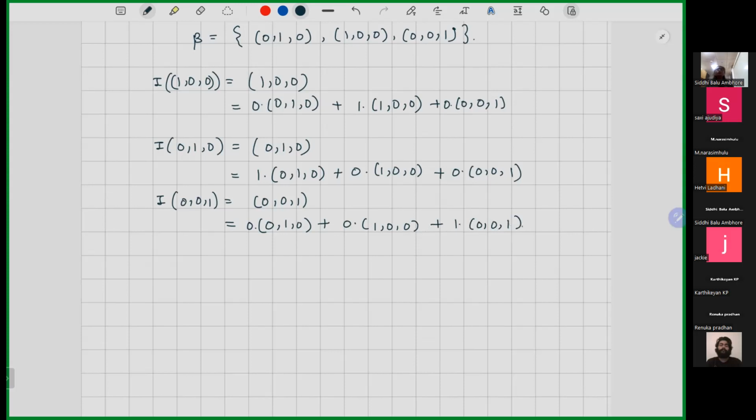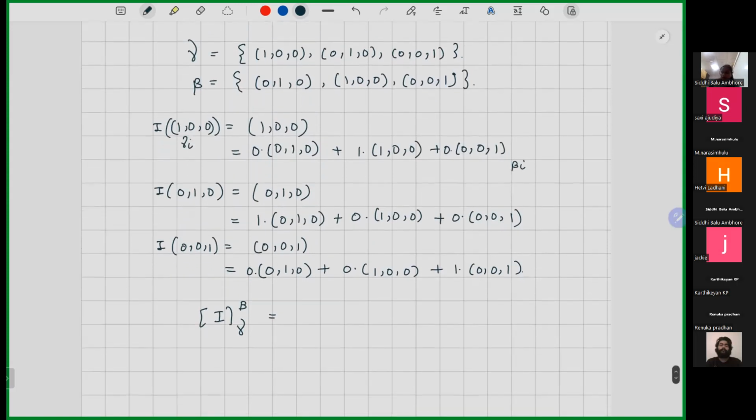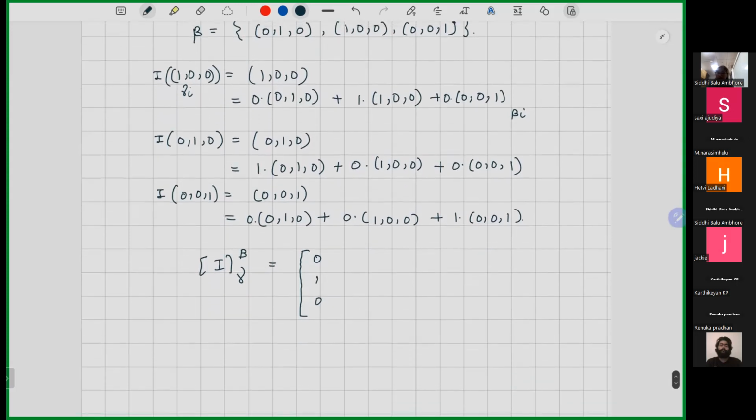Now I want to write its linear transformation matrix, I from gamma to beta. These were the gamma i's, and these are the beta i's. So now what will it be? The gamma 1 is (1,0,0), and corresponding to beta, the linear combination is 0 beta 1, 1 beta 2, 0 beta 3. So the first column is (0,1,0). The second one is (1,0,0), and the third one is (0,0,1).